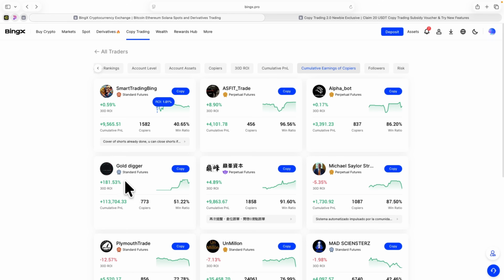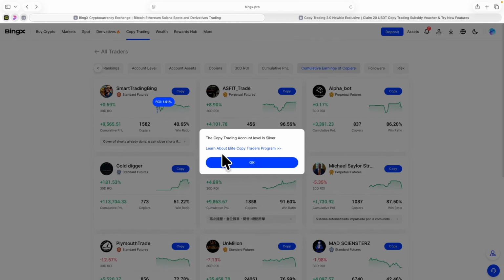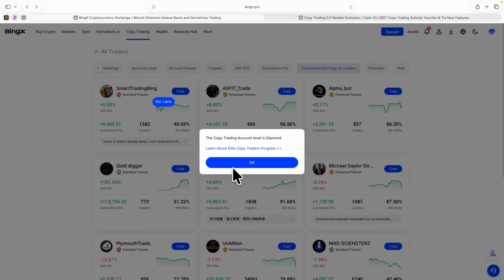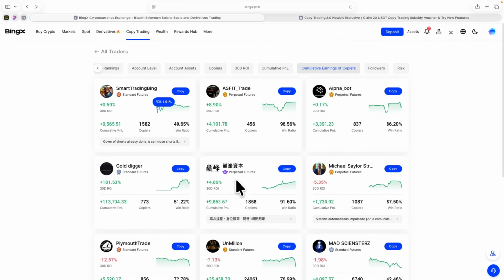And then if you come here to this next person, if you click on the account level, you can see this account level is silver, which is the third highest. But I won't advise us to go for this person. And moreover, if you look at the win rate, it's just 51%. So let's leave that. And then if we come here to this next person, let's click on this. So this person is diamond. I think this is the only person that is on diamond level on BingX. So let's look at that.